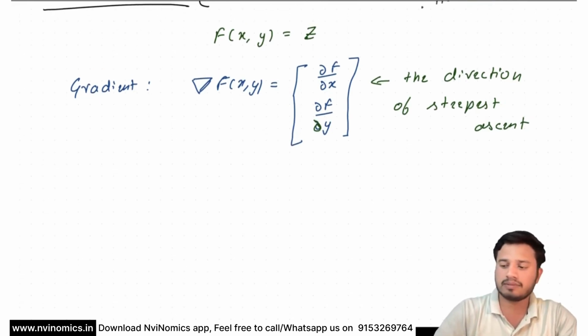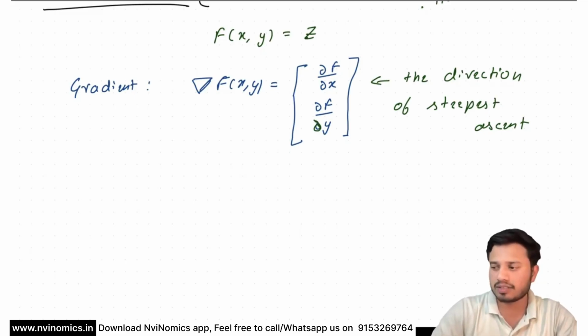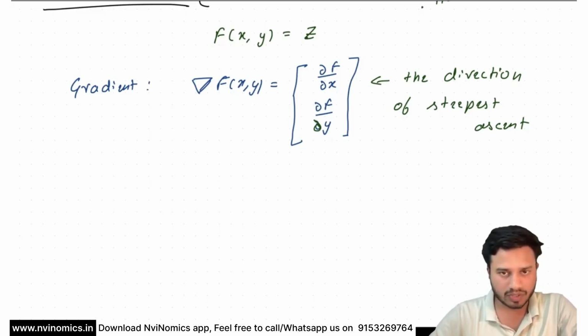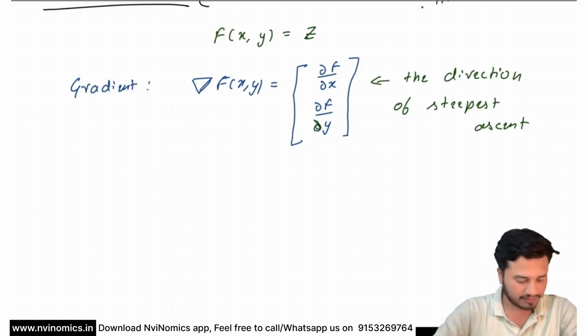Yeah, so just put the negative of the gradient, and you will get the steepest descent. This is a lot more used in machine learning, but it's okay. So the direction of the steepest ascent, you have to remember, is what the gradient is.